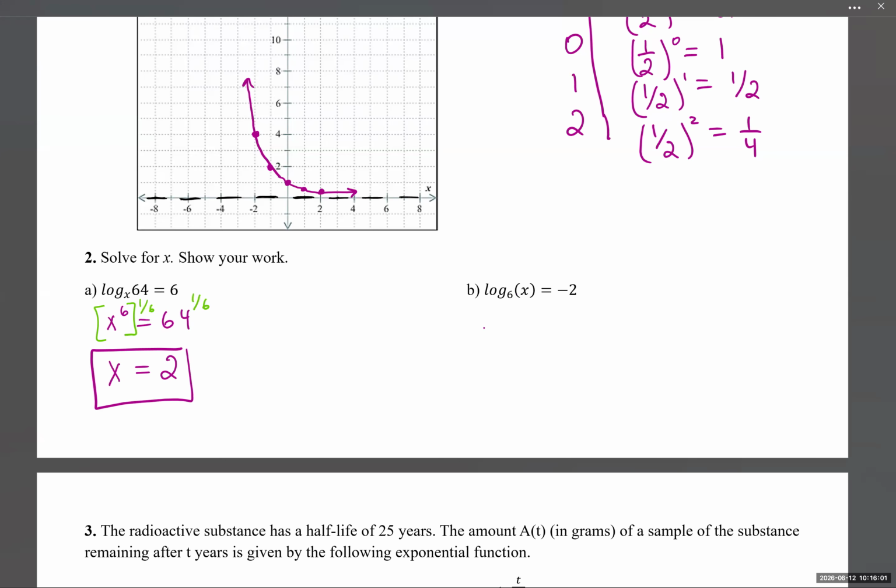Same thing right here, turn it into the exponential. This is 6 to the -2 power equals x, so 1 over 6 squared would be your x, and then 1 over 36 is x. This is fully simplified.